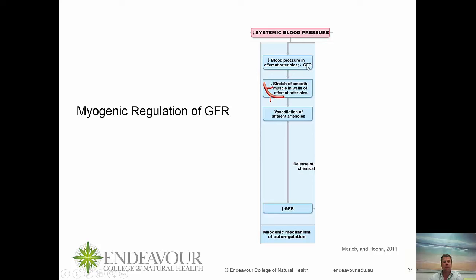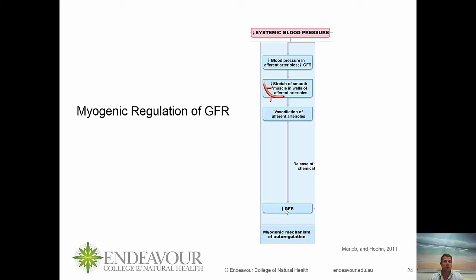Okay? So, if there's a decrease in blood pressure, that means there's now less stretch on the smooth muscle walls in the afferent arterioles. So in response to less stretch, what do they do? They vasodilate, and that increases the flow through those arterioles, leading to an increase in GFR. So we've reversed the decrease in GFR by increasing the GFR back to normal. And it's all through that change in the stretch.